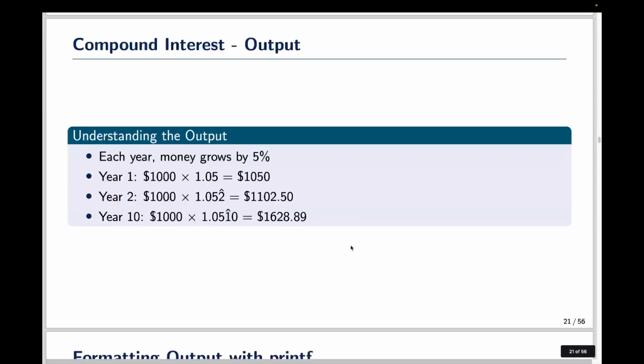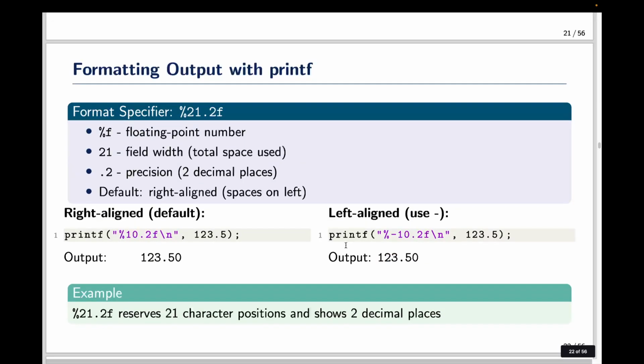Then, of course, coming back to the same thing I've already told you: percentage f is the floating point number. 21 is the field width, the total space used over there. 0.2 is the precision, how many decimal digits you have after the decimal point. By default, if you don't specify the 21, it is right aligned. So spaces are always on the left. If you don't give any value, you just leave it empty, and that will always be right aligned by default.